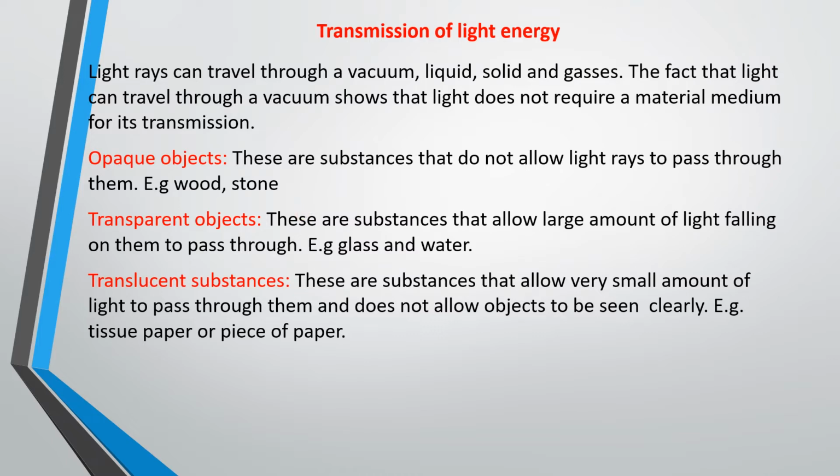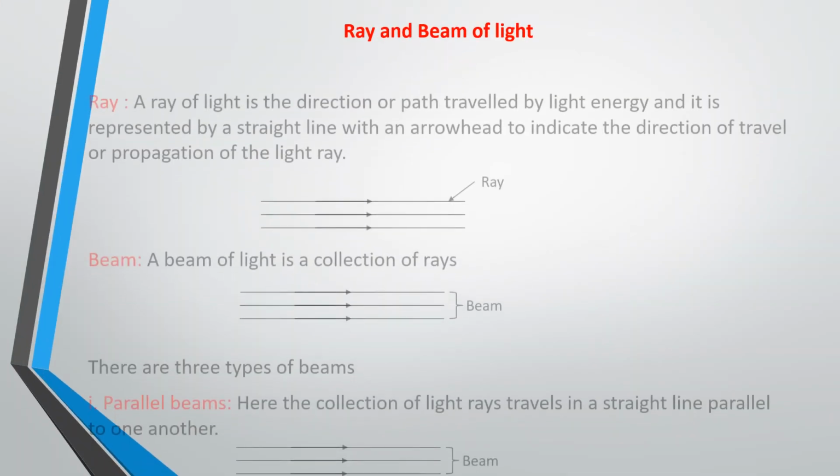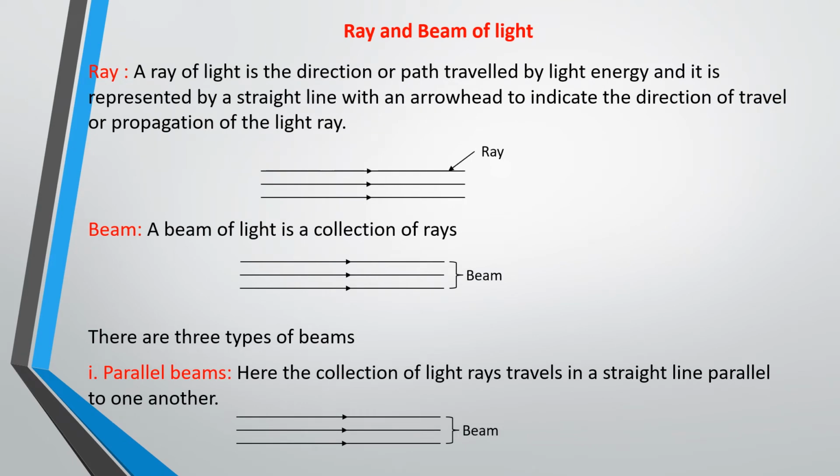So we are going to go straight to rays and beams. What is a ray of light? A ray of light is a direction or path traveled by light energy, and it is represented by a straight line with arrowhead to indicate the direction of travel or propagation of the light. So if you see this, these are rays of light. This is one ray, this another ray, this another ray. Now a collection of rays is what is called a beam. So when you have more than one ray traveling, it is called a beam.